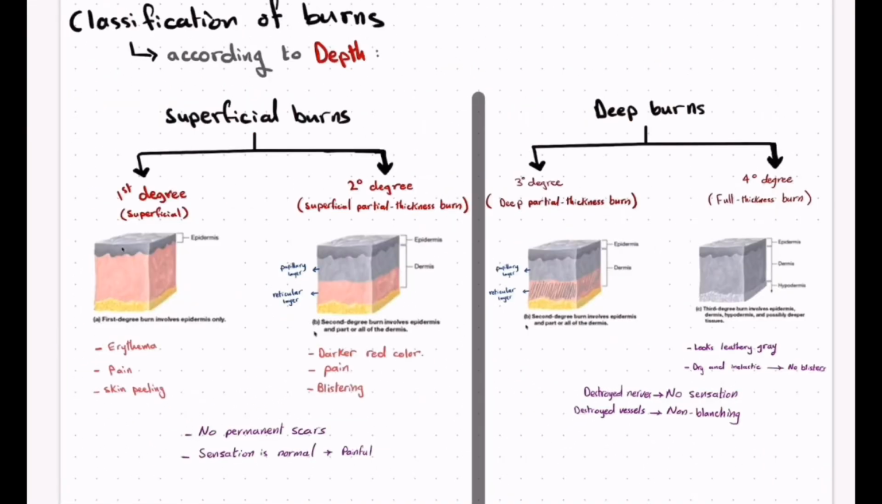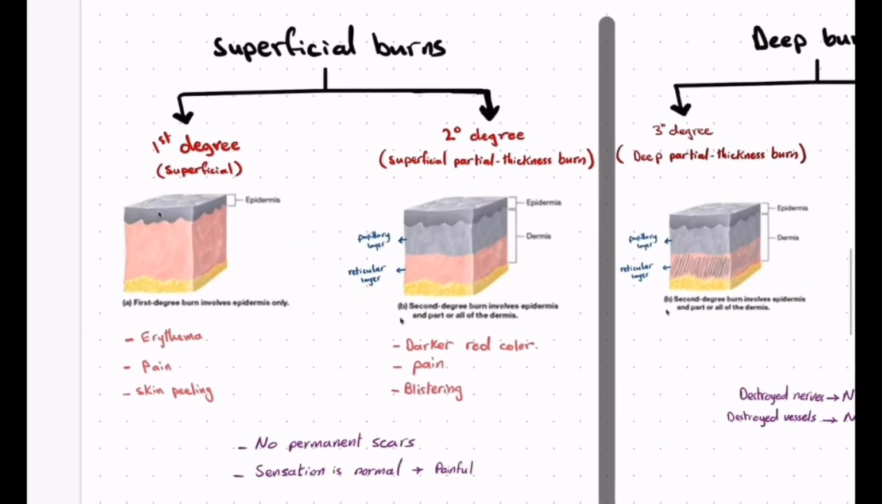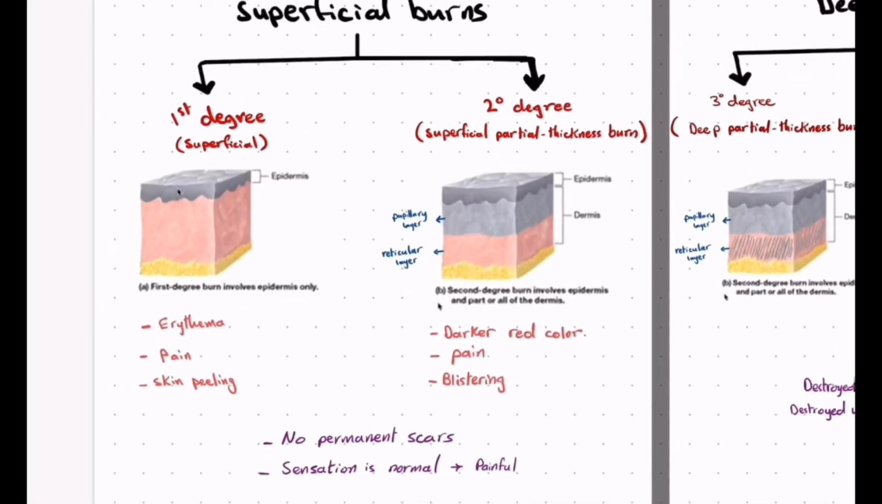So superficial burns and deep burns are further classified into different degrees according to depth. In the superficial burns, there's the first and second degree. In the first degree, which is also called superficial burns, it is the least severe level of burn. Usually it only affects the epidermis. And the symptoms include erythema, which is redness of the skin, and it is often painful to touch for 2 to 3 days.